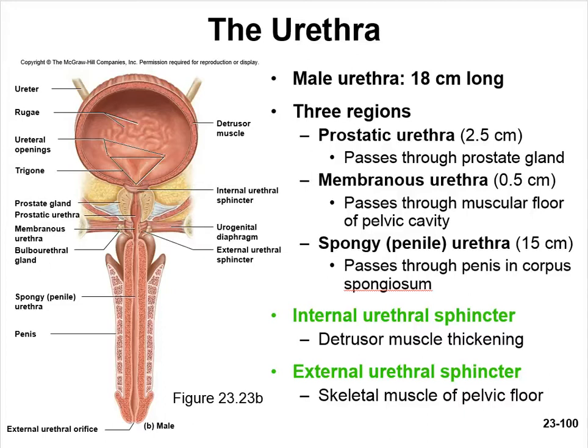The male urethra is 18 centimeters long. It has 3 regions. The prostatic urethra, which passes through the prostate. The membranous urethra, which passes through the muscular floor of the pelvic cavity. And the spongy or penile urethra, which passes through the penis. Then again, there's the internal urethral sphincter, which is the detrusor or smooth muscle thickening, and then the external urethral sphincter, which is a skeletal muscle that you do have control over.